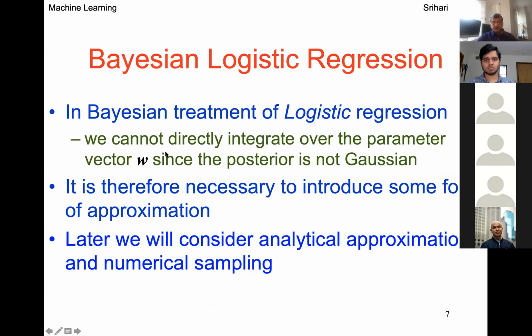So in the Bayesian treatment of logistic regression, we're not interested in linear regression today. We're interested in logistic regression. We cannot directly integrate over the parameter vector W since the posterior is not Gaussian. So you saw there was an integration involved, and we won't have here a Gaussian multiplying a Gaussian inside the integration. We're going to have a Gaussian multiplying a sigmoid. So it is therefore necessary to introduce some form of approximation. Later, we will consider analytical approximation and numerical sampling.